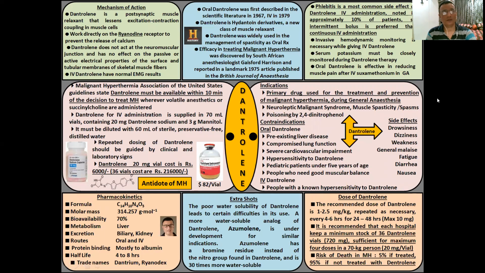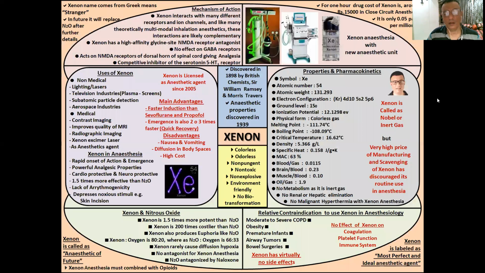Now how does it work? Dantrolene is a post-synaptic muscle relaxant that lessens excitation-contraction coupling in the muscle. It works directly on the ryanodine receptor to prevent the release of calcium, which causes the high-grade fever in our body.